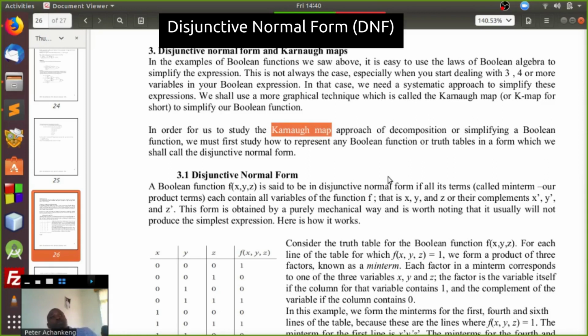Now, the first challenge is that for us to use the Karnaugh map, we need to be able to put the expression in something called the disjunctive normal form. We need to be able to put the Boolean expression in a disjunctive normal form.